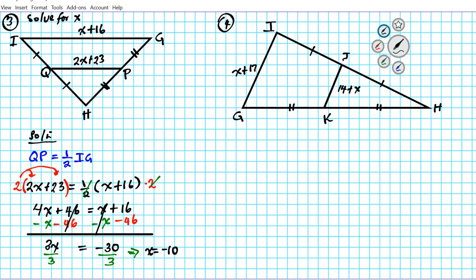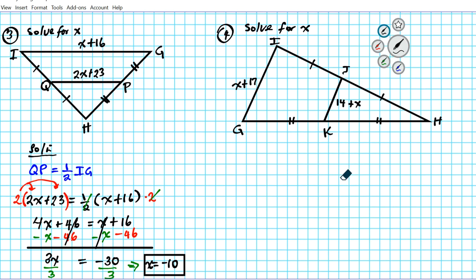All right, so let's go ahead and take a look at the next problem, question number 4. We're going to be following the same procedure as we did in number 3. What we're going to do first is write down the mid-segment theorem. The mid-segment is JK, and that is half as long as the third side, IG. So let's go ahead and substitute. The mid-segment JK is 14 plus x, equal to 1/2 the third side, which is x plus 17.